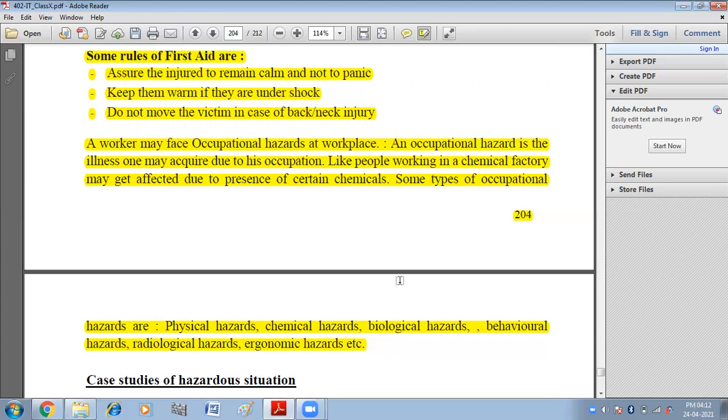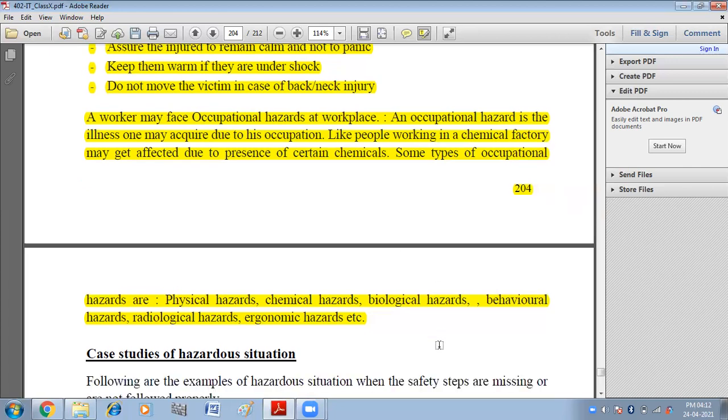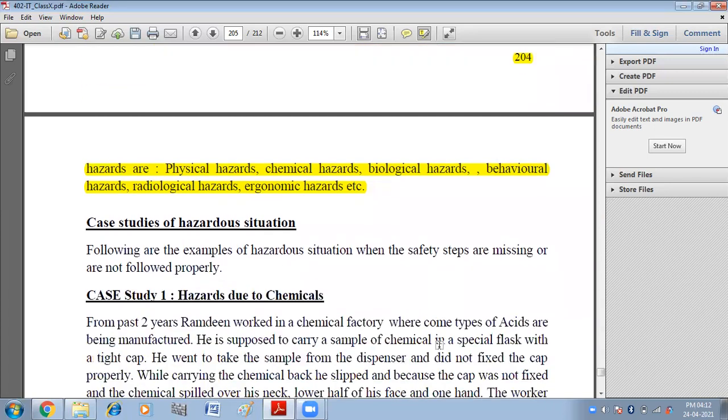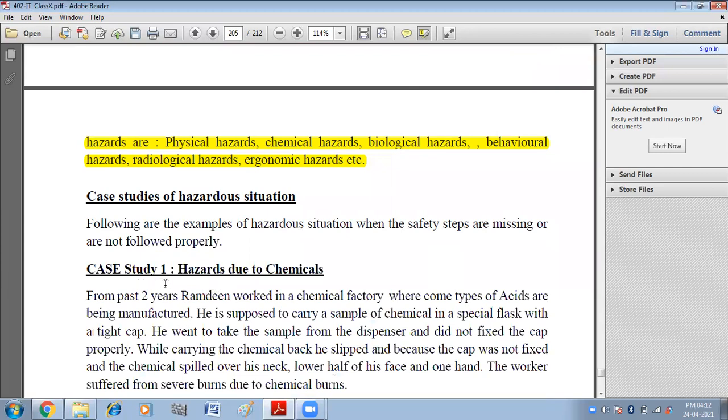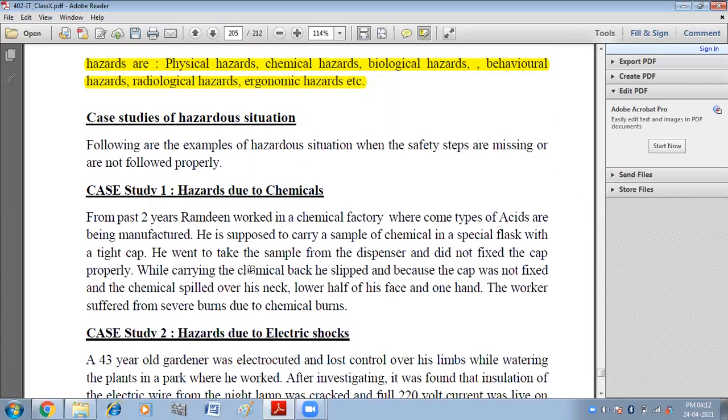Some types of occupational hazards are physical hazards, chemical hazards, biological hazards, behavioral hazards, radiological hazards, ergonomic hazards, etc. Here we have certain case studies related to these different hazardous situations. First, case study one: hazards due to chemicals.